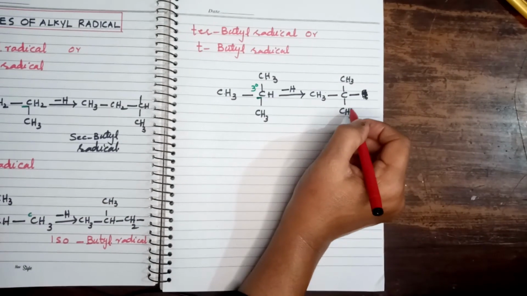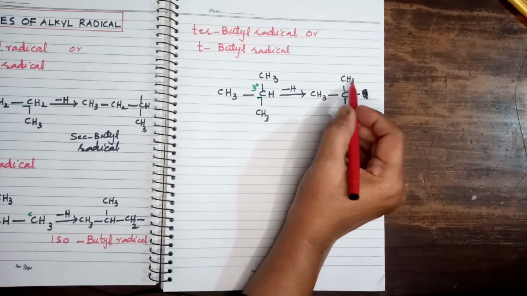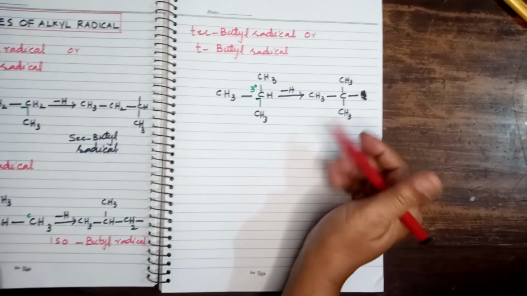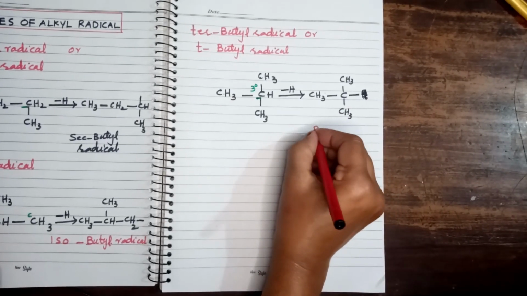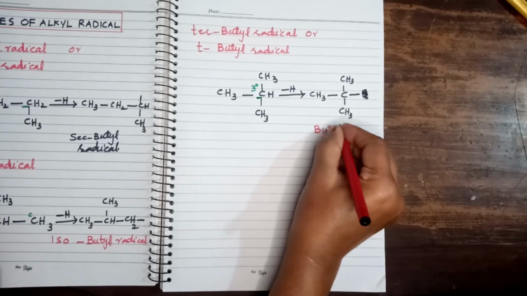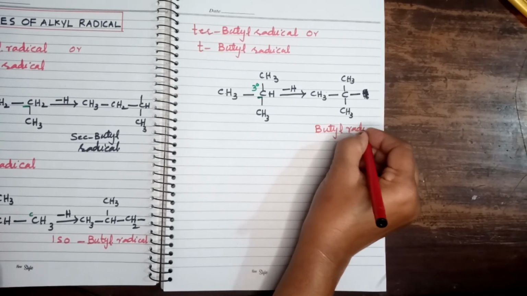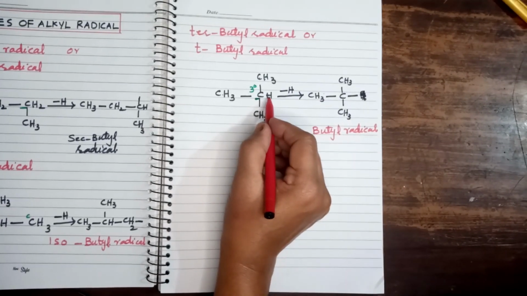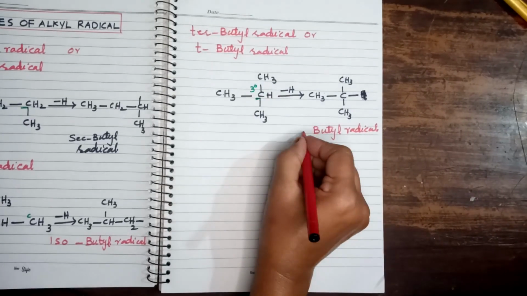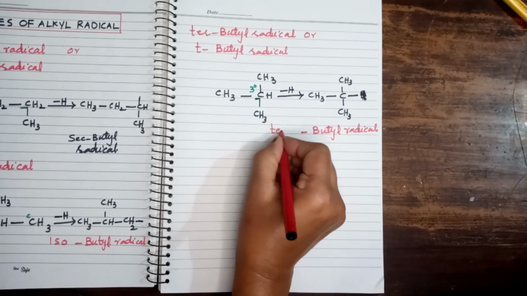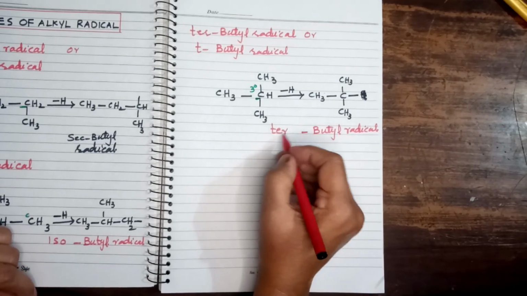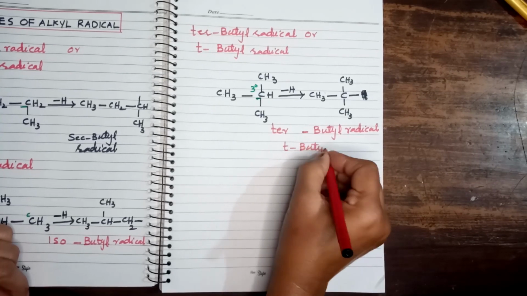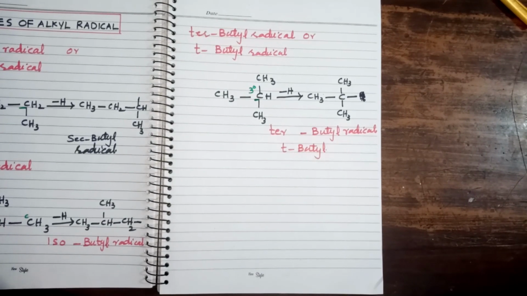This is butyl radical, since there are 1, 2, 3, 4 total carbon atoms. So what is the nature of this alkyl radical? It is butyl radical. Since this butyl radical is formed after the loss of one hydrogen from a tertiary carbon, what is the nature of this butyl radical? It is tertiary butyl or t-butyl radical. I hope this is clear to you.